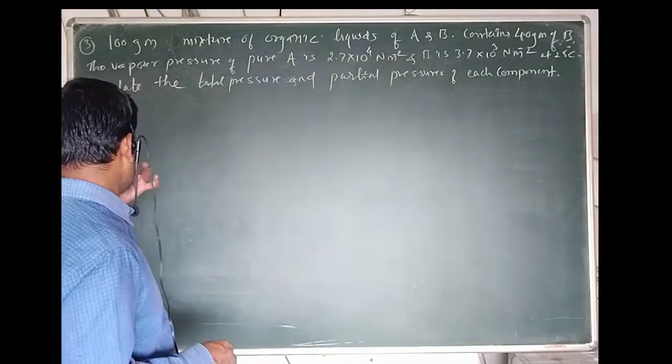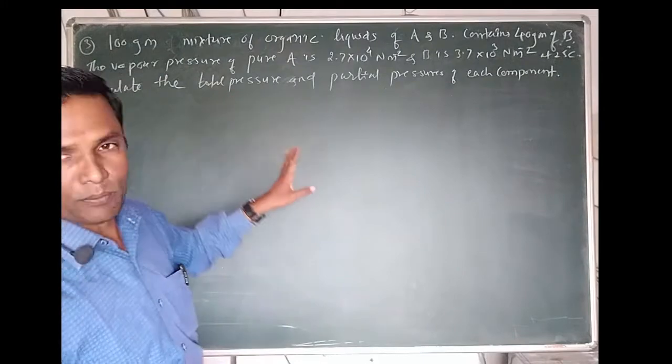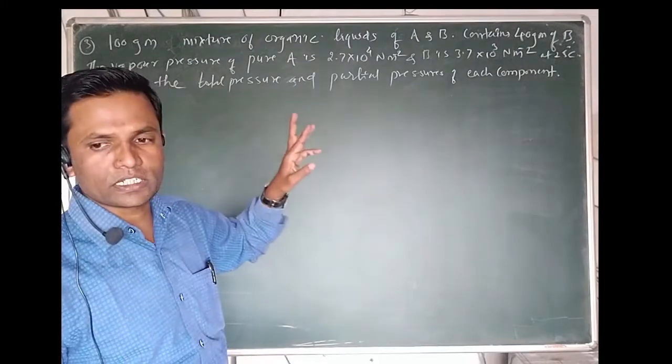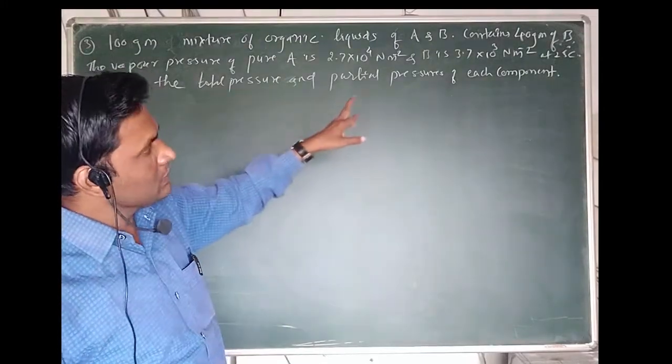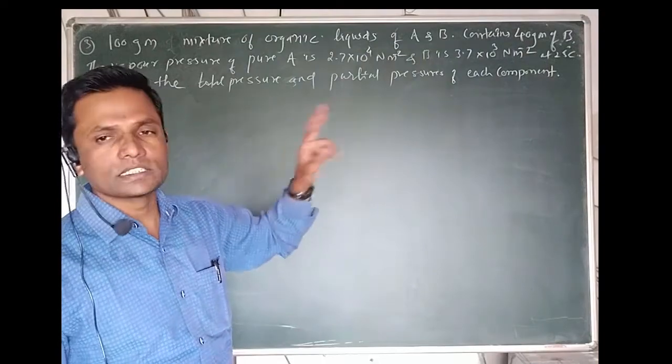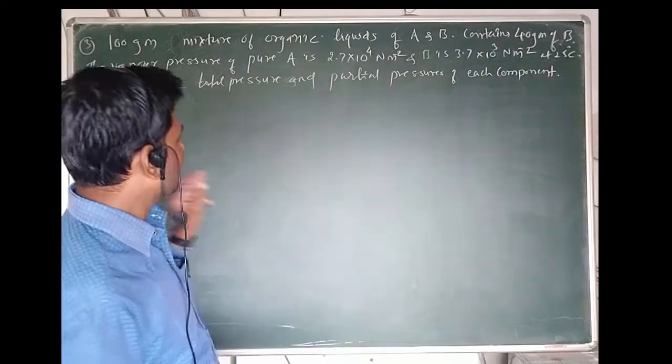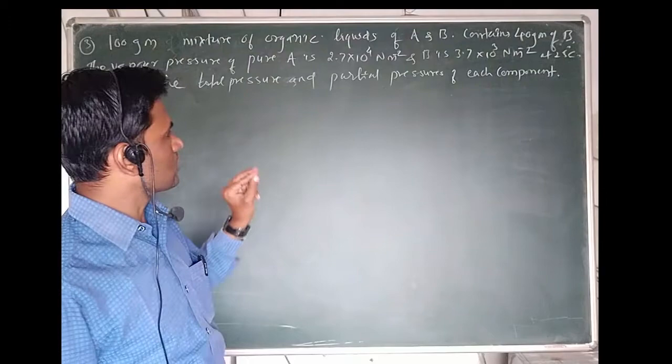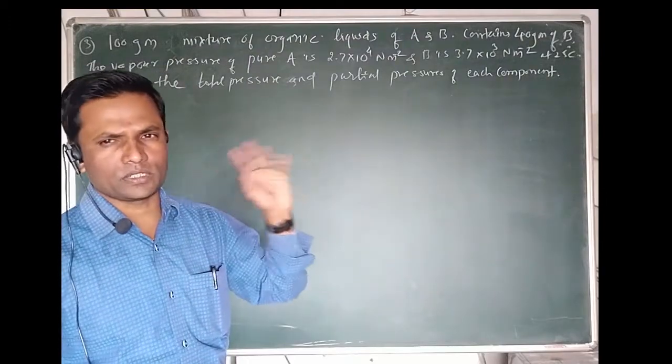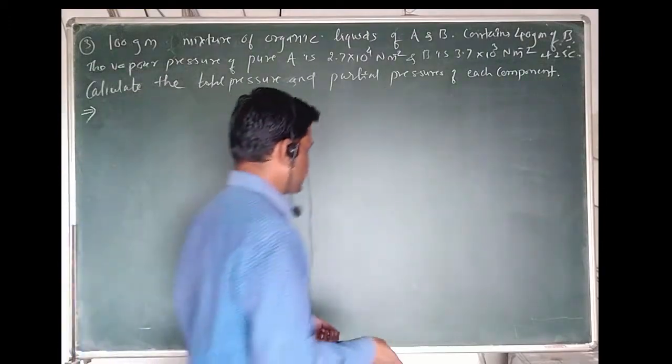Let me consider here the vapor pressure of pure component A is 2.7 into 10 raised to 4, and that of B is 3.7 into 10 raised to 3 Newton per meter square, at 25 degrees. Calculate the total pressure and the partial vapor pressure of each component. Very simple problem. Let me write it first.